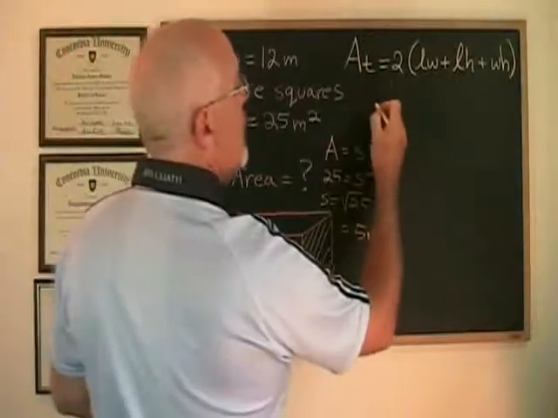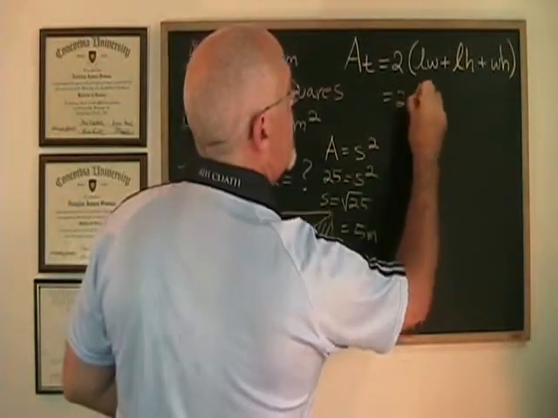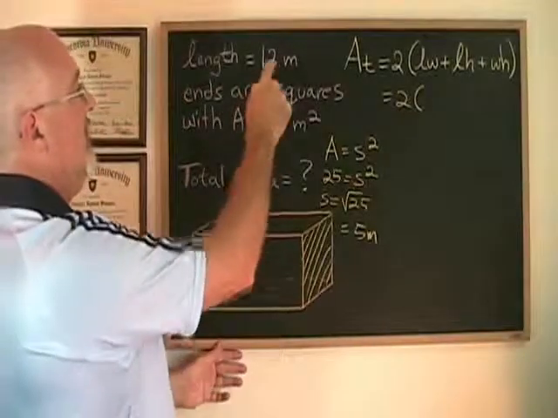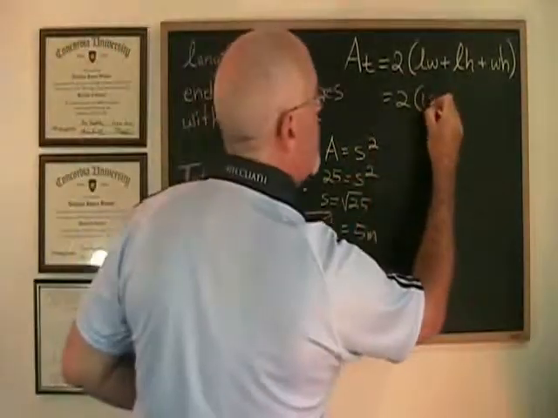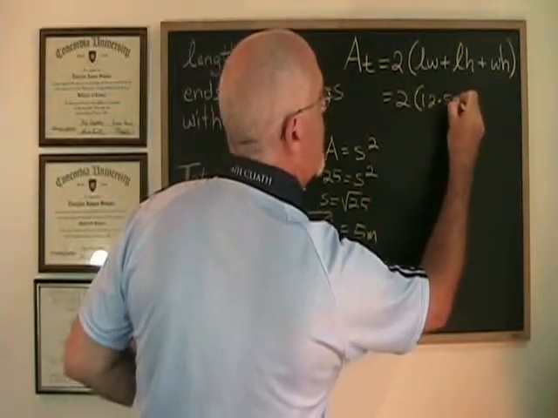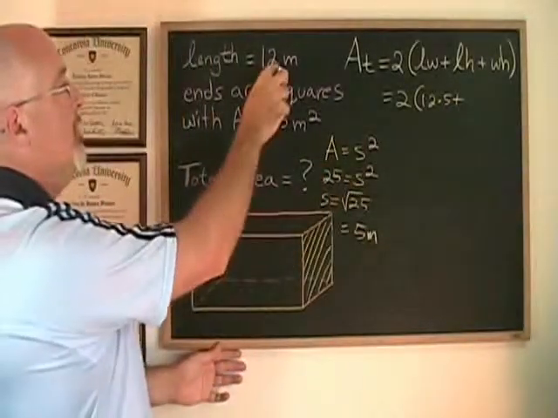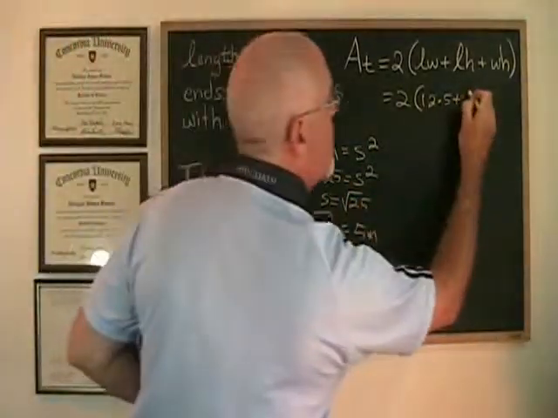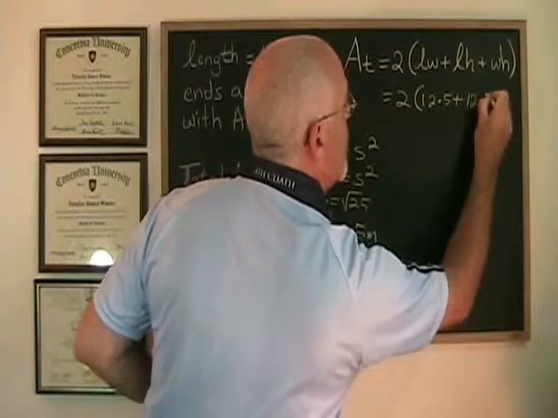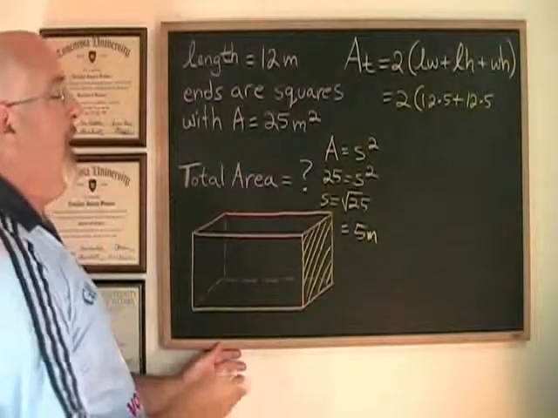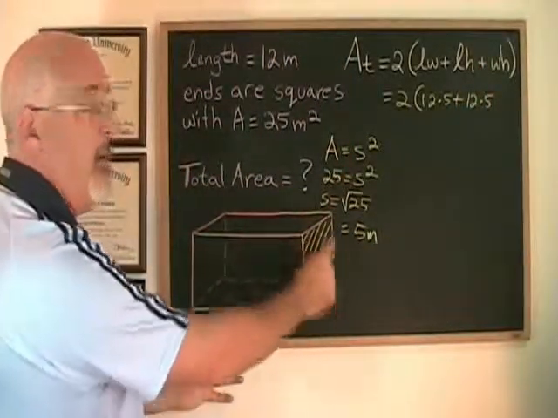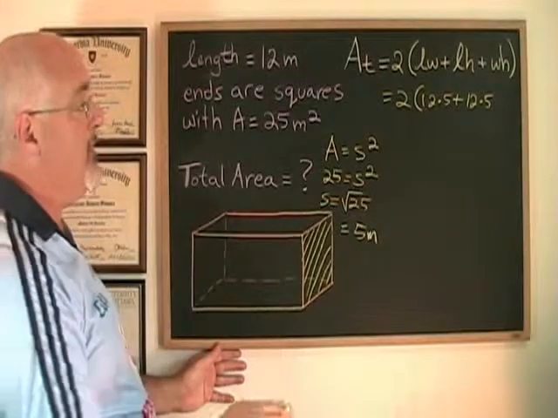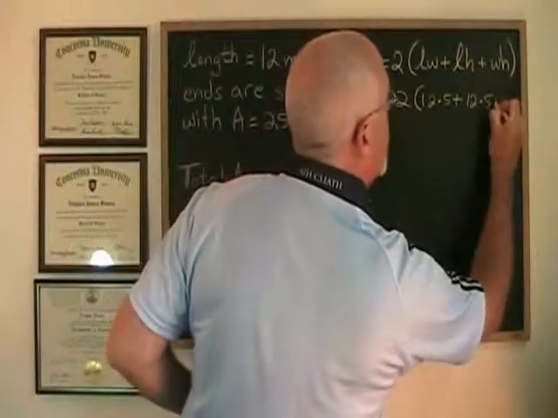And now we can fill in our formula. Length times width will be 12 times 5. Length times height will also be 12 times 5. Plus width times height, well, width times height is the area of the square at the end of our box. So it's going to be equal to 5 times 5.